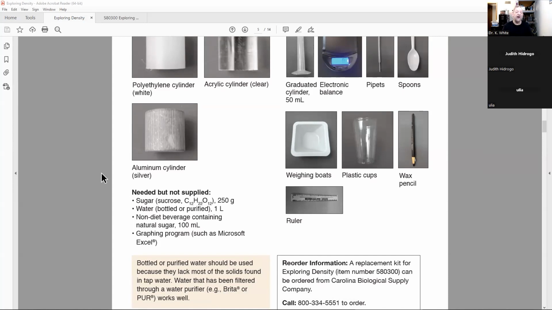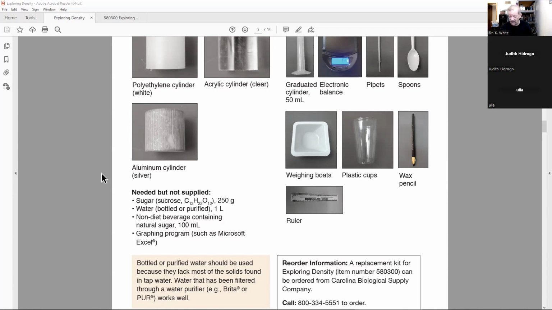All right. Now, you'll also need a can or 100 milliliters of, and this is important, non-diet beverage containing natural sugar. Now, what do they mean by natural sugar? Either it says on the label sucrose or it can say high fructose corn syrup.